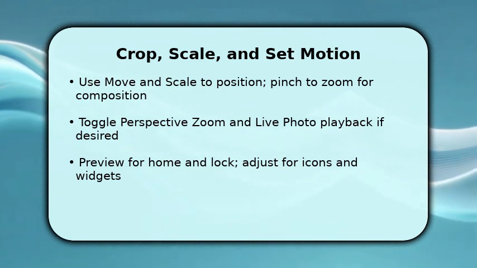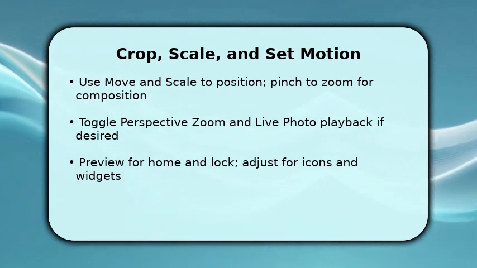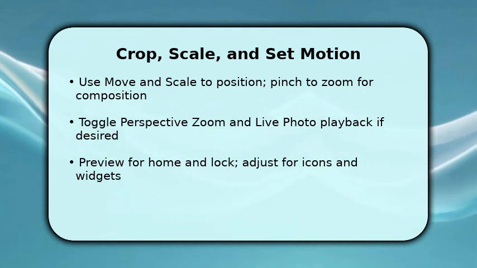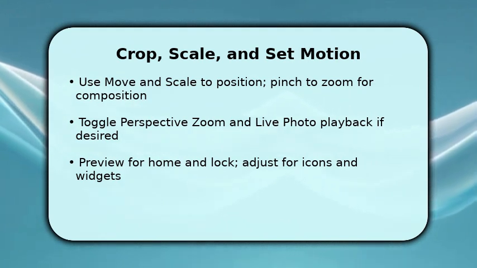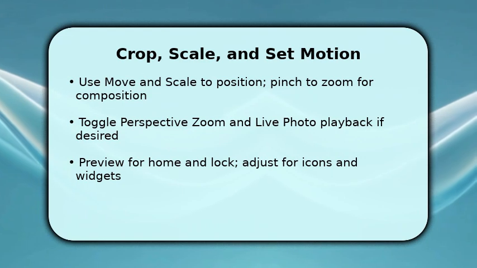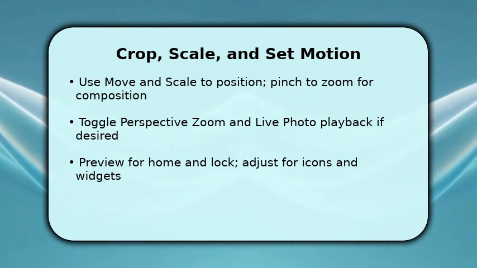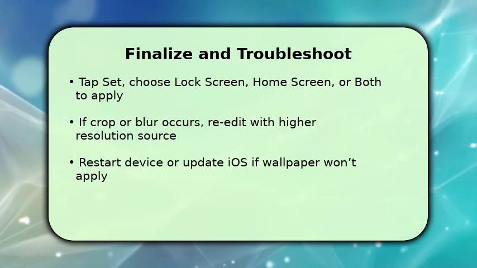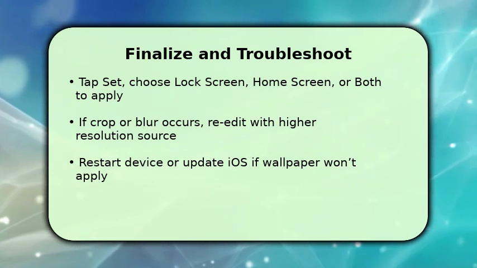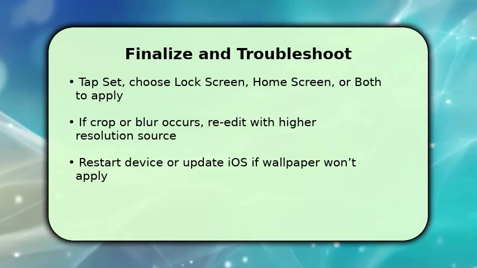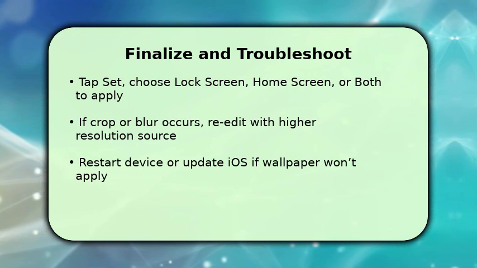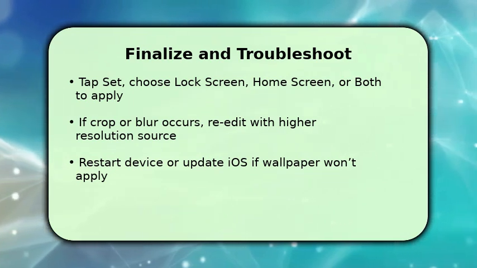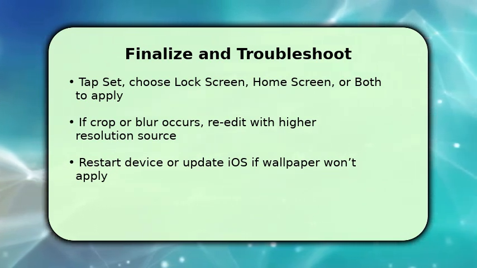Make sure to preview both home and lock layouts because widgets and app icons can obscure faces or text, and once satisfied, you'll choose whether to set both screens or only one. To finish, tap Set and pick lock screen, home screen, or both. The change applies immediately. If the image looks oddly cropped or blurry afterward, use a higher resolution photo and repeat the move and scale step to preserve detail.